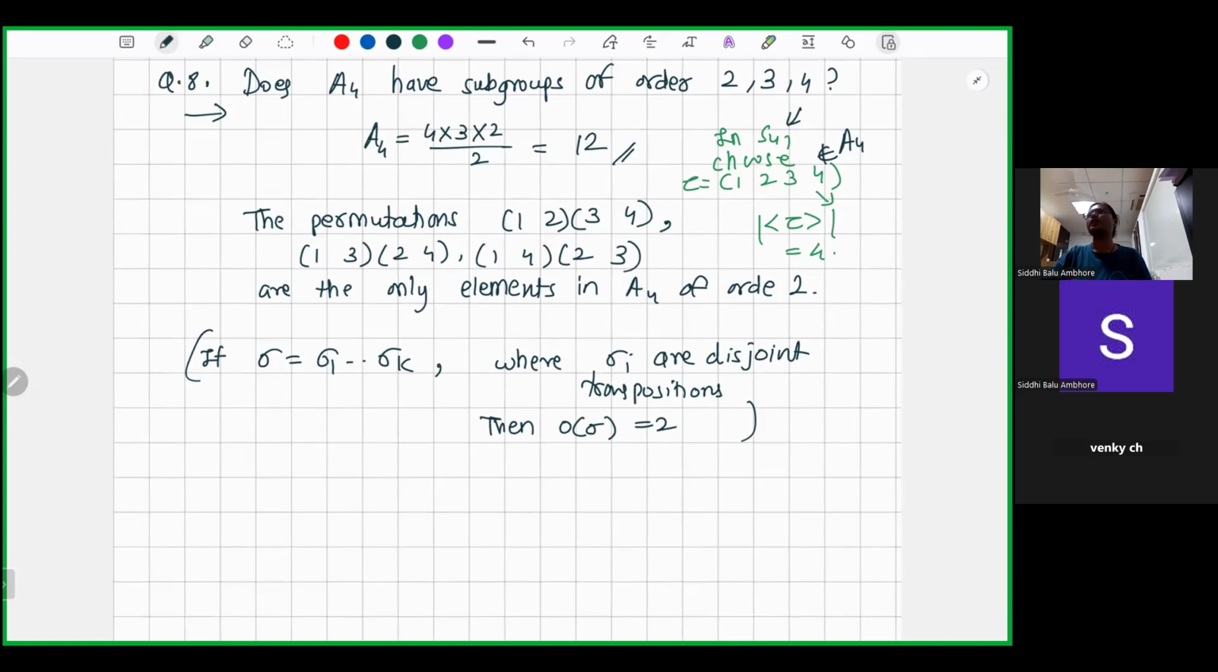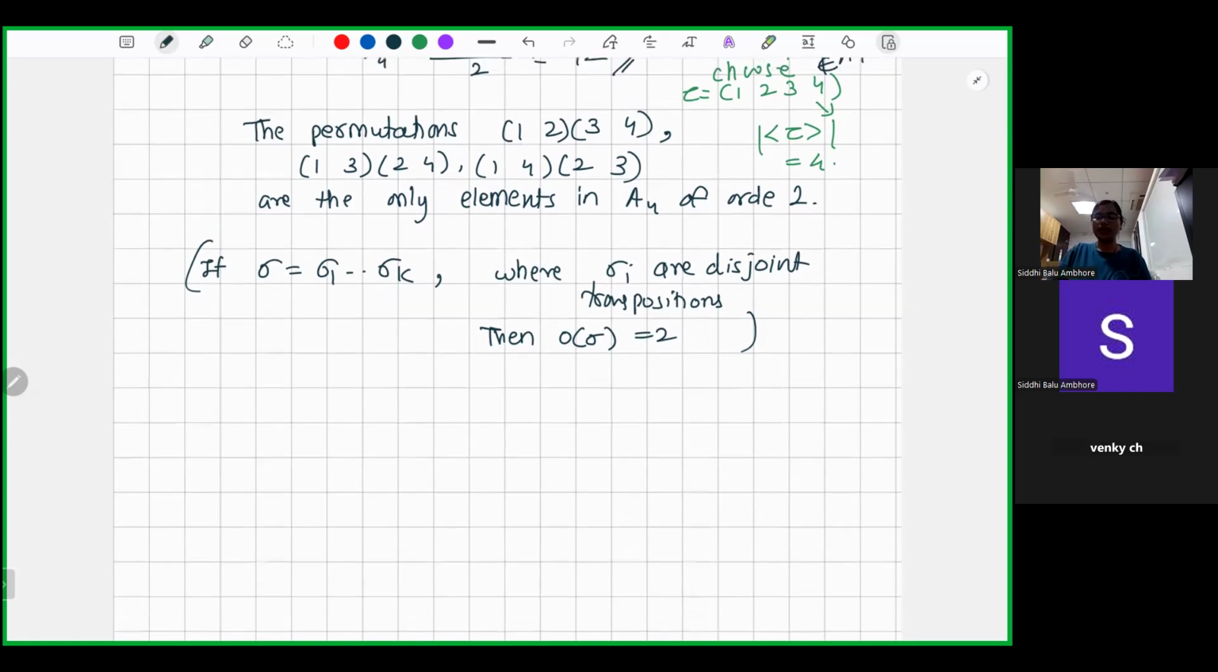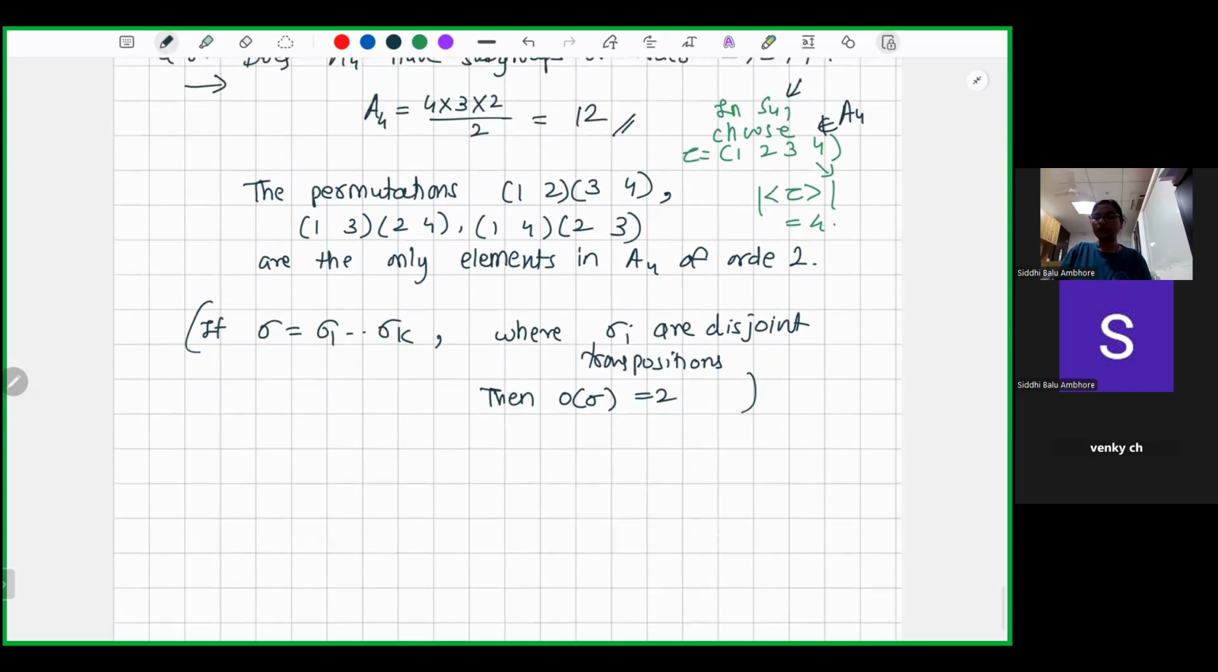I mean the formula for order, where we know how to calculate the order when two elements commute and so on. So we will apply that finitely many times using induction or just a recursive process, and you will get that the order of sigma is 2. So the only possible elements in A4 with order 2 are these. Okay, these are even permutations.